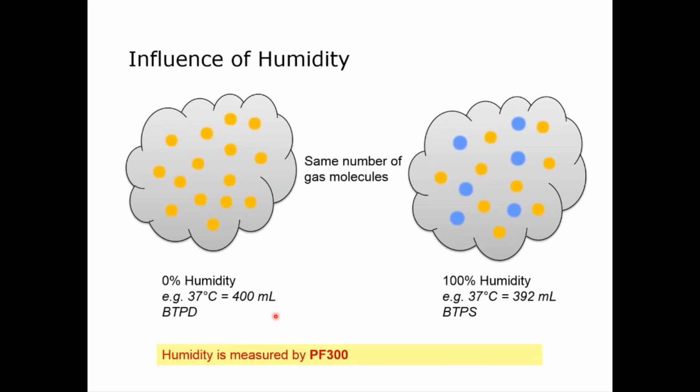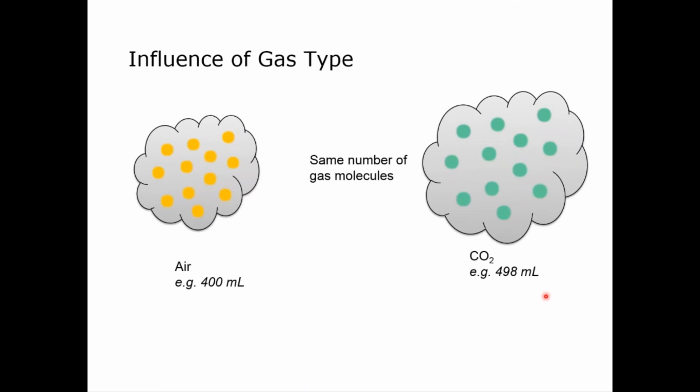The humidity, like in this case, is only measured by the PF300. In the case of Cytrex, it has to be set manually. Again, here the difference is not very big, but it should be taken into account for very precise measurements.